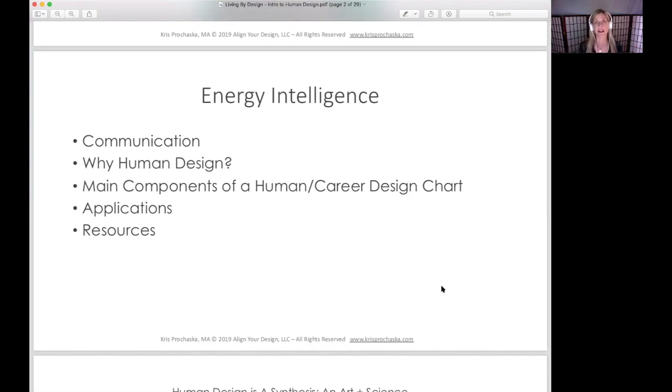Okay. So our design does not change over our lifetime, but our expression of our design can change over our lifetime. So if we're either experiencing or expressing the challenges of our design or the gifts of our design, they're two sides of the same coin, if you will. Okay. So let's look at the main components of a human design chart, and then we'll go down into the applications and see how else we can use human design.